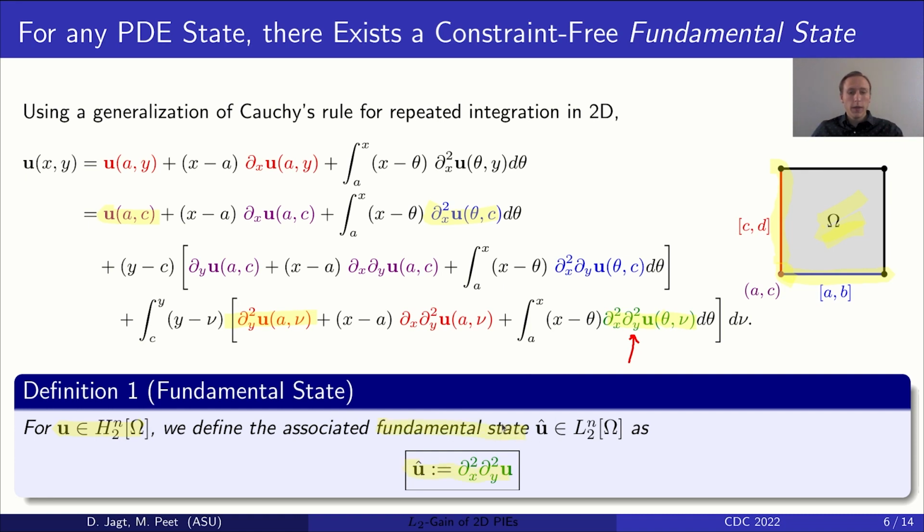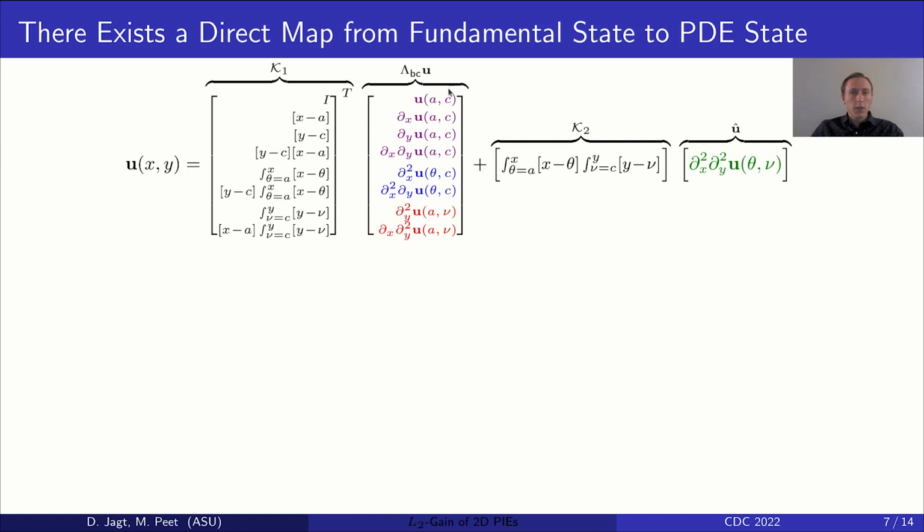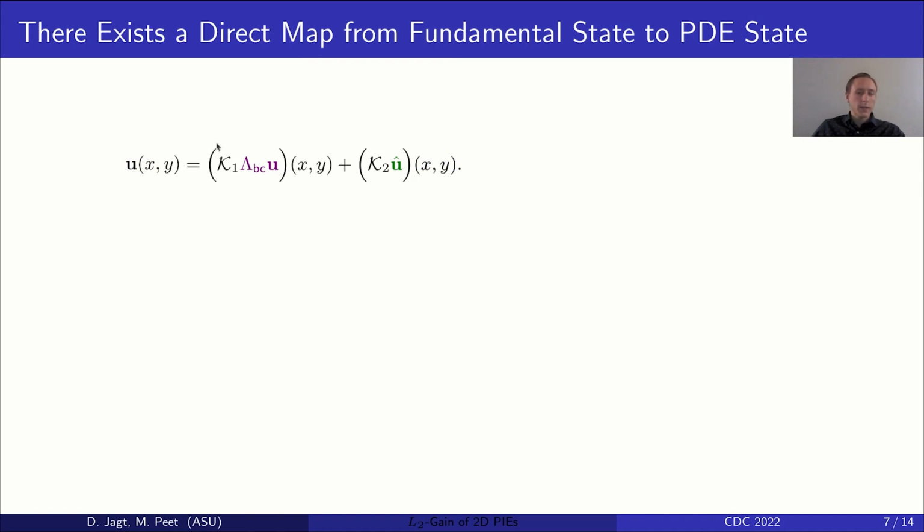Now what we want to do then is we want to get rid of these boundary values in this representation so that we may express the PDE state directly in terms of our fundamental state. And to this end, of course, we will impose our boundary conditions. So first, we collect all of these boundary values from the previous slide into this core boundary vector lambda BCU, allowing us to express the PDE state in terms of this core boundary vector and our fundamental state using pi operators k1 and k2 in this compact format.